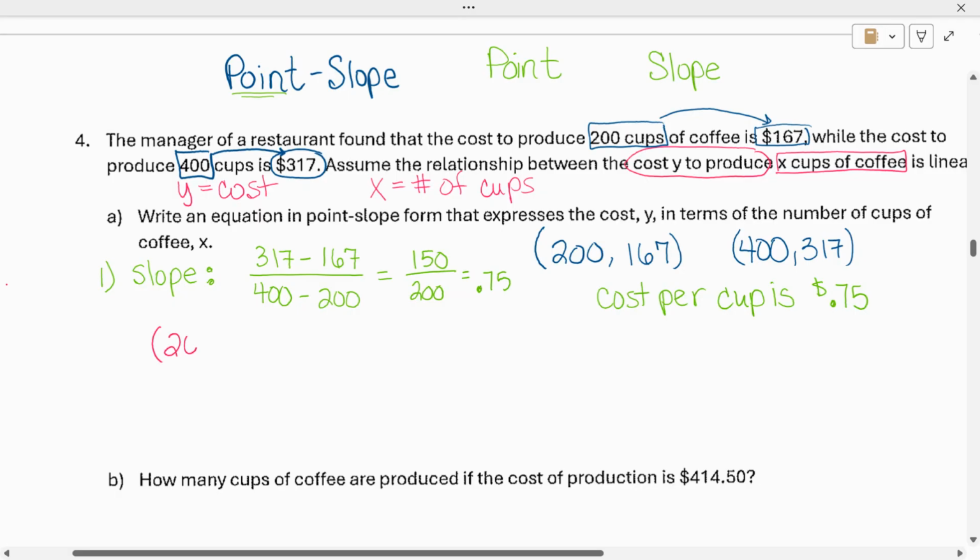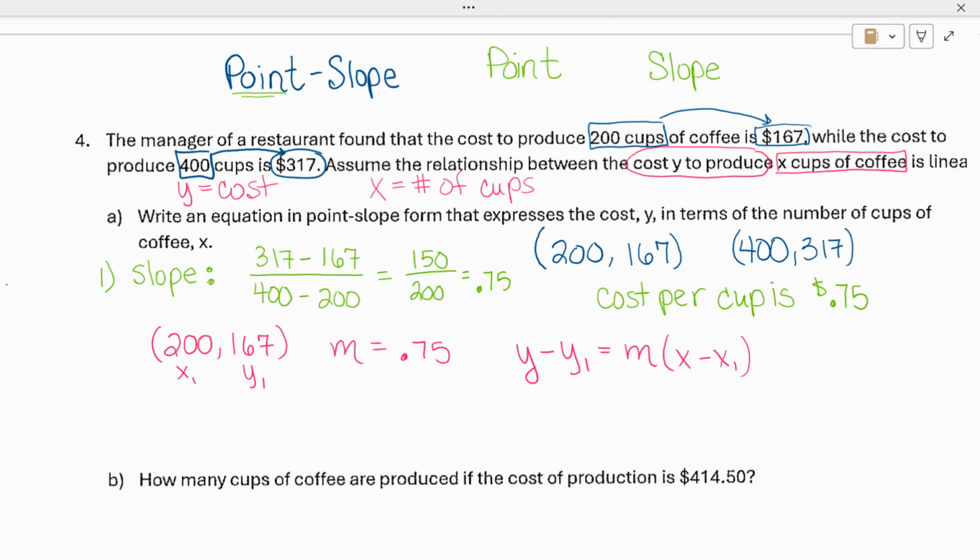Okay, so we're going to use the ordered pair 200, 167. Remember, this is my X sub 1, and this is my Y sub 1. And we're going to use the slope of 0.75, and we're going to plug it into Y minus Y sub 1 equals M times the quantity of X minus X sub 1. All right. Who feels like they can tell me this point slope form equation by plugging it in 100%? Who feels like they can do that? Ariana, go ahead.